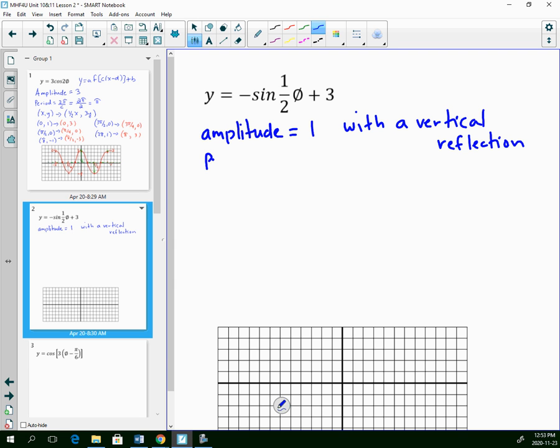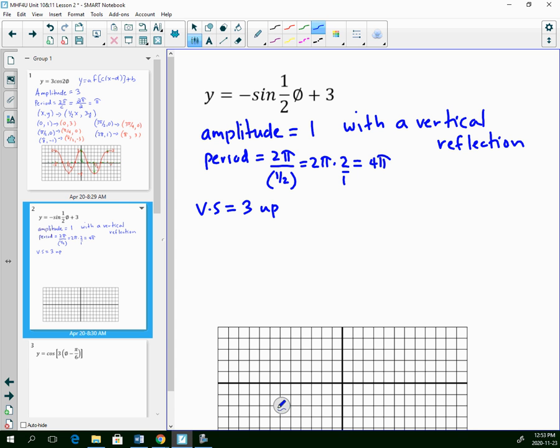The period is stretched. So C is a half. So 2 pi divided by a half is the same as multiplied by 2, right, by the reciprocal. So the period is 4 pi. And it has a vertical shift of 3 units up.